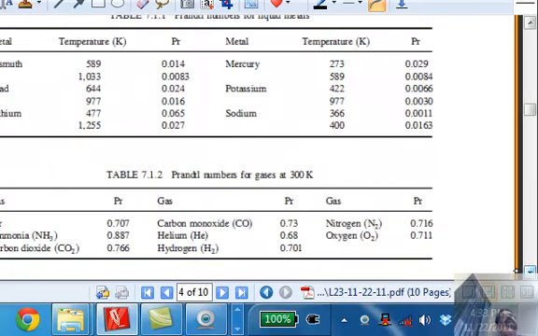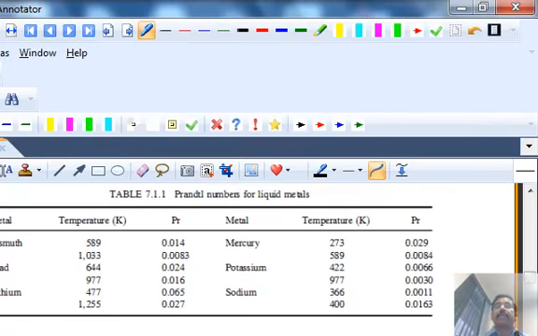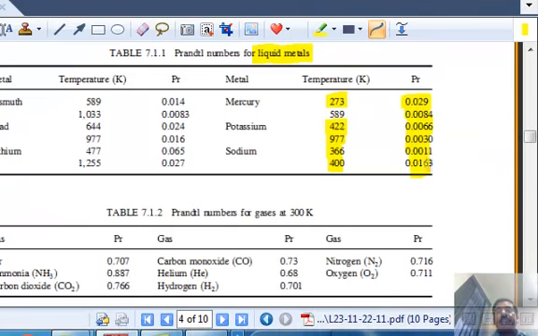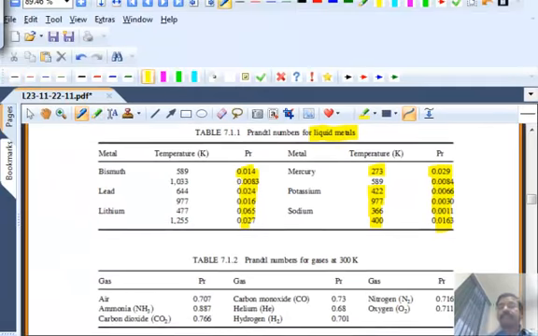Here is a table I just pulled from one of the sources that gives you the Prandtl number for various materials. The first table is for liquid metals: mercury, bismuth, potassium, sodium in the liquid state. Except for mercury, all the others are at fairly high temperature, because you need to treat them in their molten state. And you'll find that their Prandtl number is very, very small, of the order of 0.01. That means nu is much smaller than alpha for these cases.